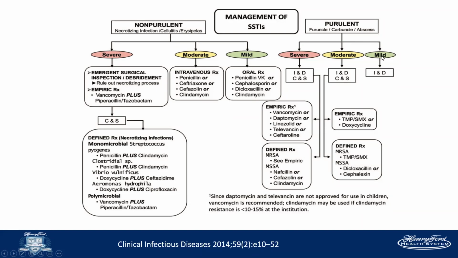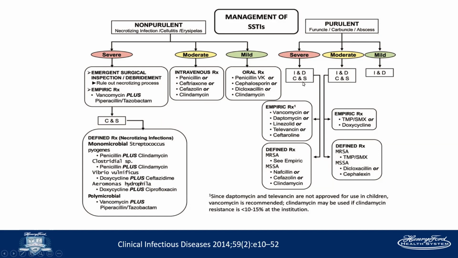If it's a mild case of a carbuncle, furuncle, or an abscess, just I&D alone and no antibiotics is the treatment. If it's more moderate, you will do I&D, culture, and sensitivity, and it is recommended to start empiric oral antibiotics such as Bactrim or doxycycline, targeting MRSA in this case. Once the culture results come back, you can make adjustments. If it comes back as MSSA, then you can switch to a penicillin or cephalosporin such as dicloxacillin or cephalexin, otherwise known as Keflex.